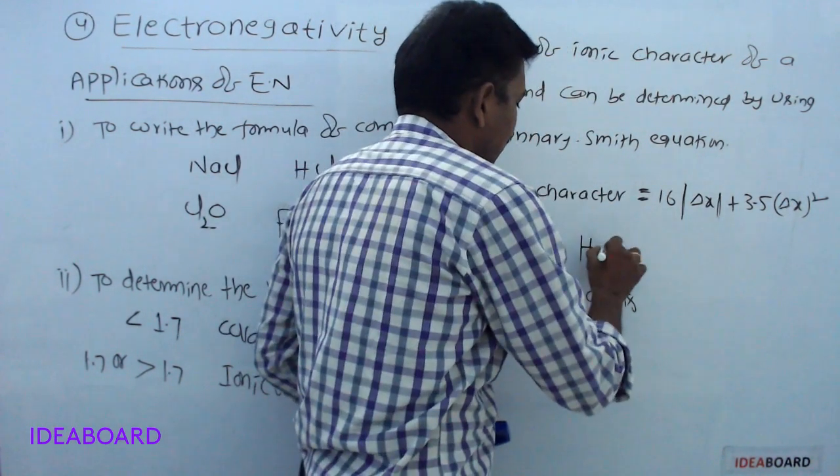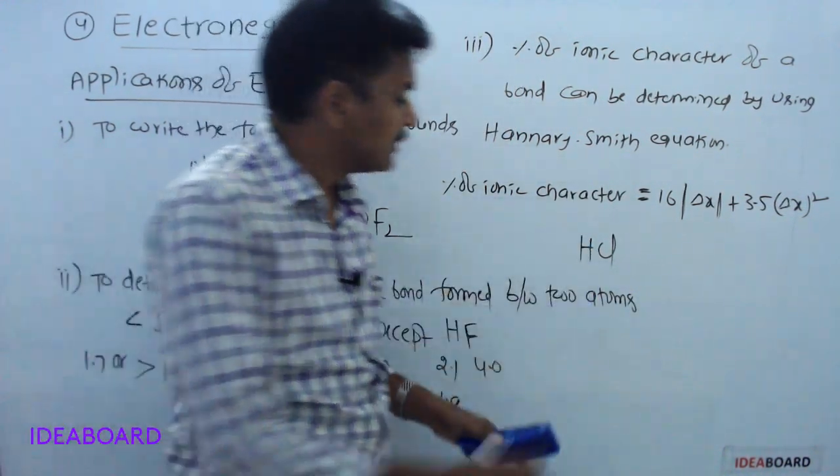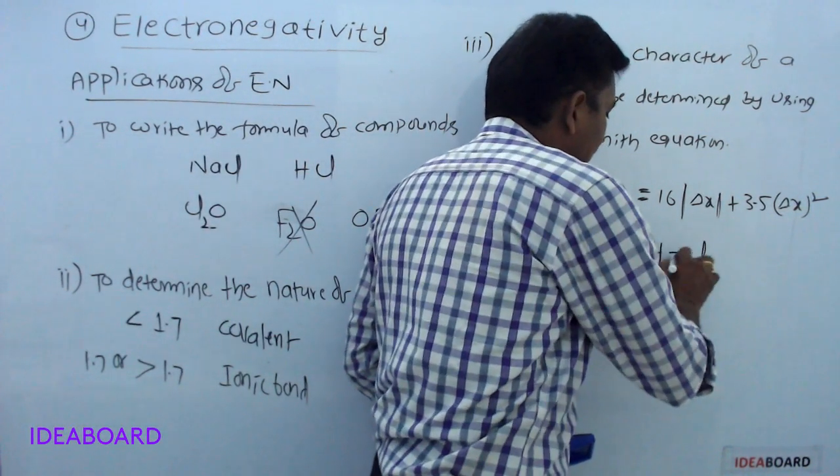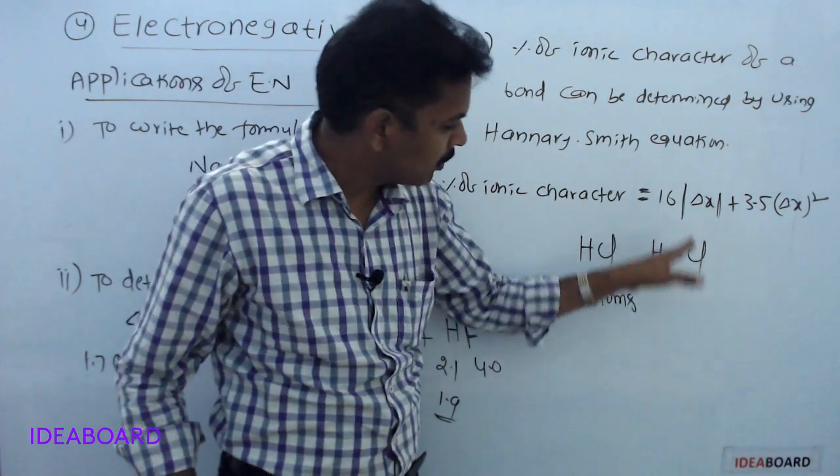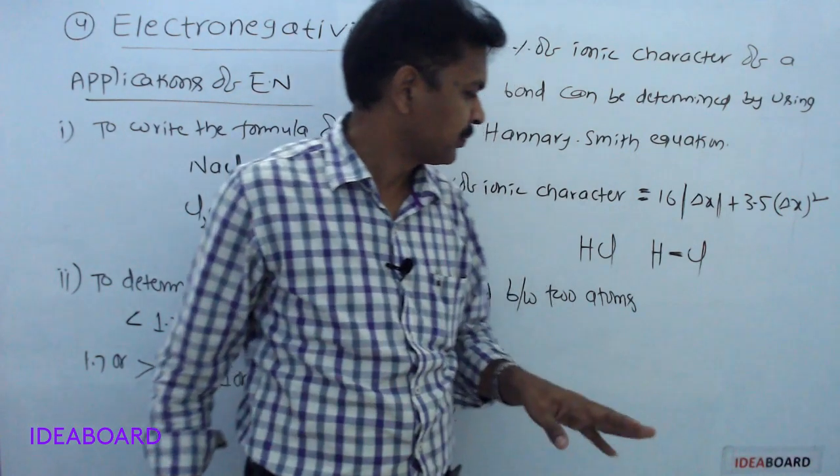If we take hydrogen chloride, in that hydrogen chloride, covalent bond is present. But this is not a 100% covalent bond. This covalent bond has certain ionic character.